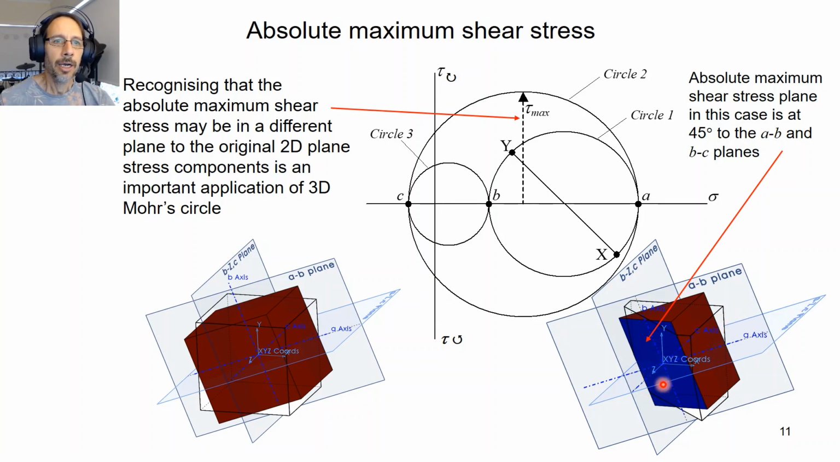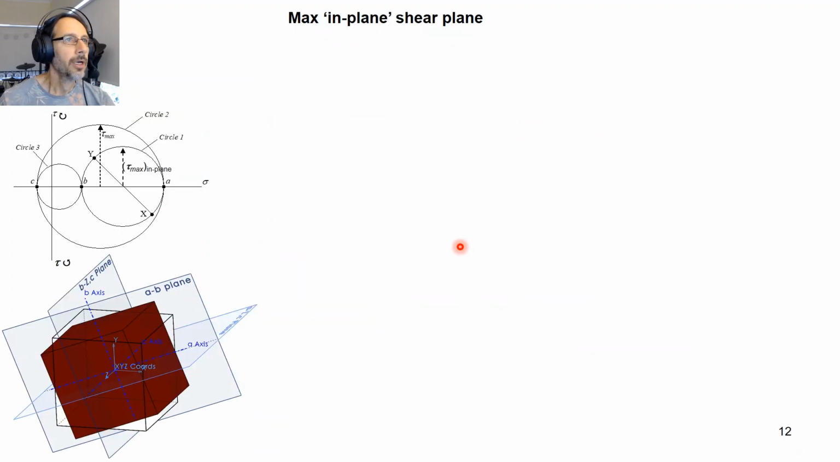So we've got the AB plane here and the BC or the BZ plane, and this plane here is at 45 degrees to those two planes. Okay, because on here we've got 90 degrees on Mohr's Circle. I've just got some more images here to try and illustrate that.